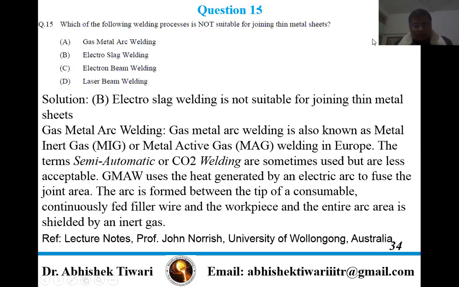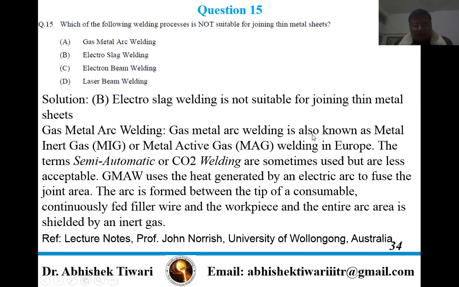Which of the following welding processes is not suitable for joining thin metal sheets? So this is about different types of welding. Electroslag welding is not suitable for joining thin metal sheets. First, we also discussed a little bit about welding. So, gas metal arc welding.